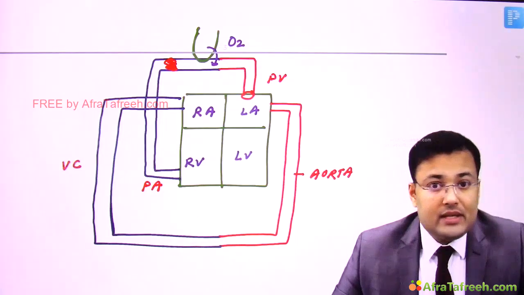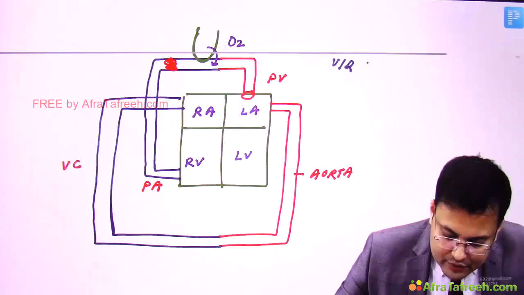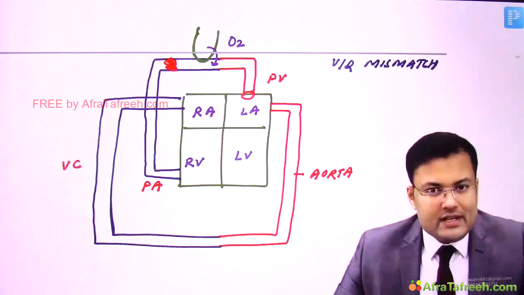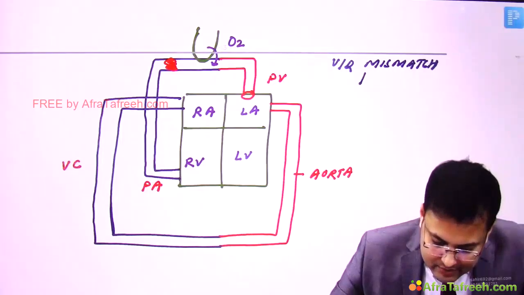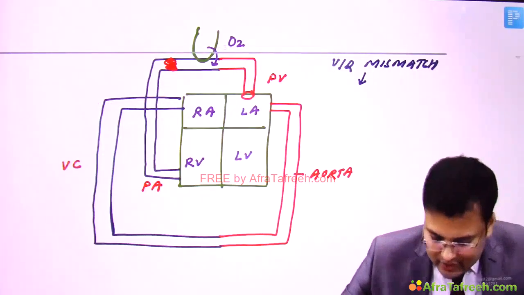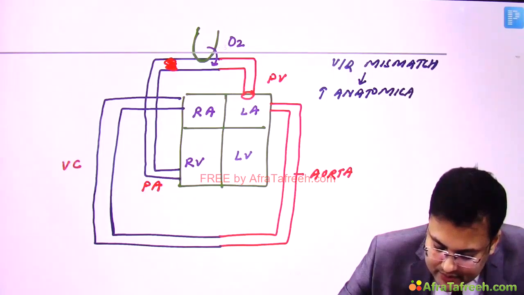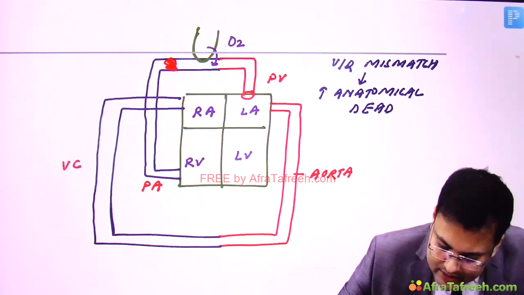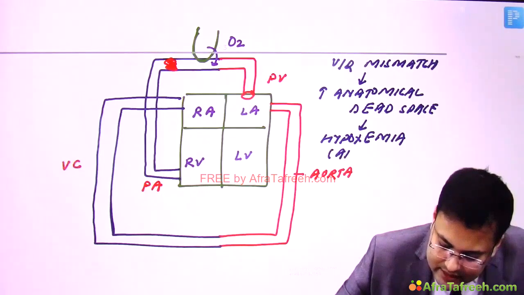So if ventilation is there but there is no perfusion, what's the problem? There is ventilation perfusion mismatch, with ventilation but no perfusion or impaired perfusion. Because of this mismatch there is increased anatomical dead space, and because of this increase, the patient will be having hypoxemia. What kind of hypoxemia? Arterial hypoxemia.